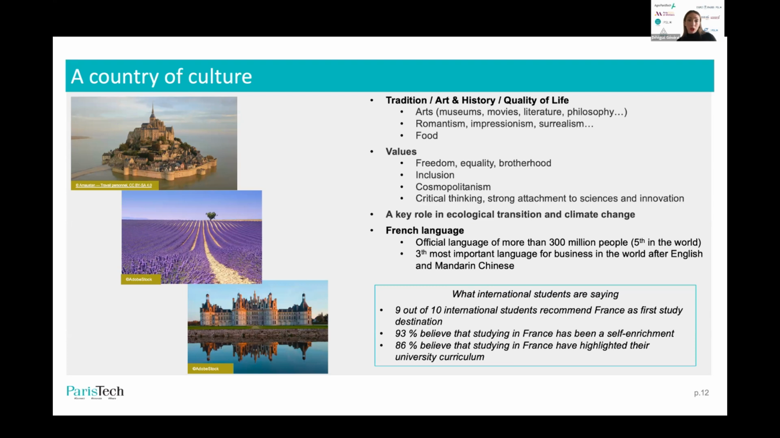Be sure also that we are very strong about our values like freedom, equality, brotherhood, inclusion, and cosmopolitanism. And also, which is very important when you are studying in France, we value critical thinking very much, and we have a strong attachment to science and innovation. And we believe that with our international students and with a very good partnership between our professors, our students, and the international students that we can welcome, it could be a great benefit for the research, the science, and the innovation.